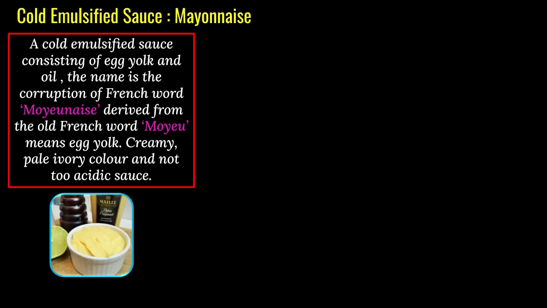The name is a corruption of the French word mayonnaise, which is derived from the old French word moyeu. Moyeu means egg yolk. The sauce is a creamy, pale ivory color and not too acidic in nature. And it looks like this. You can see the very thick mayonnaise sauce is made and kept in front of you. This is a good example of a cold emulsified sauce. Earlier, when citing the example, we mentioned a permanent emulsified sauce.